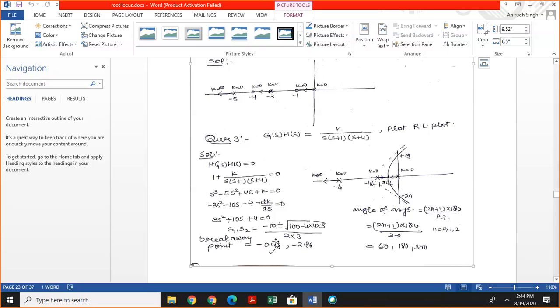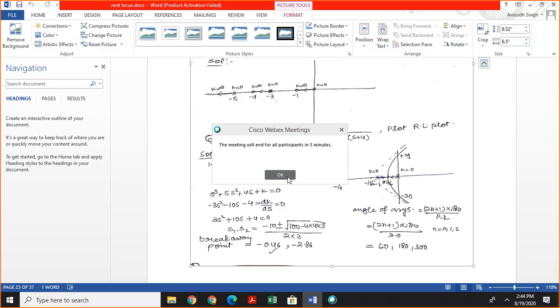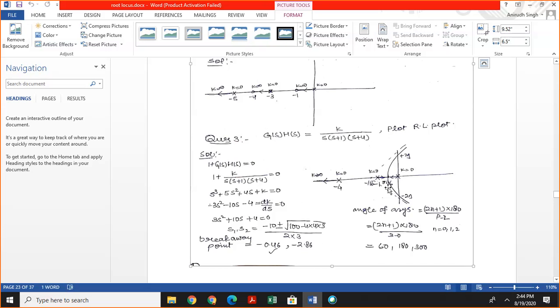And a breakaway point always lies on the root locus. So this is a valid breakaway point, and for this other point, there is no root locus in between, so this breakaway point is invalid. From the valid point, both branches approach infinity, and the angles of the asymptotes are 60, 180 and 300 degrees.